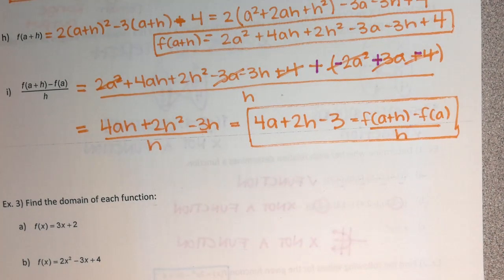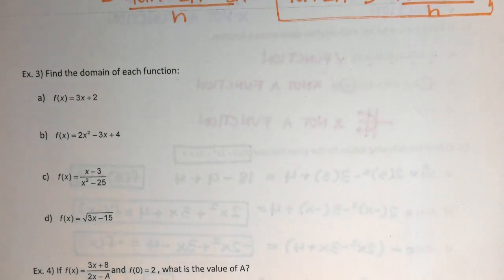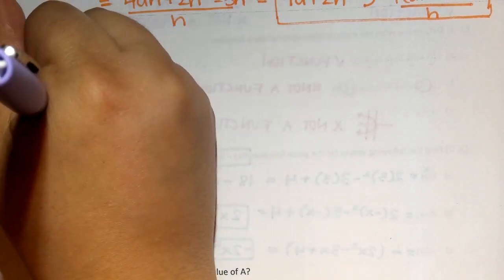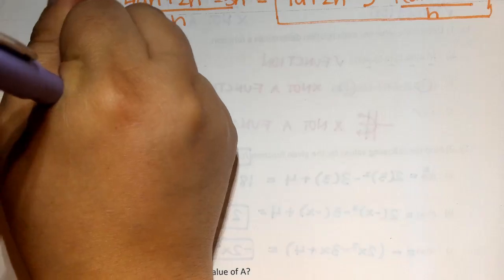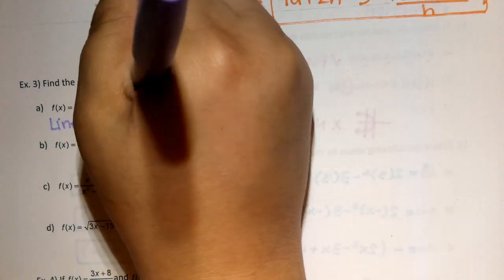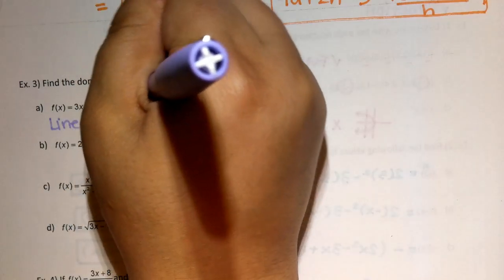Alright, now we're going to completely switch gears. We did function notation. Now we're going to talk about domain. What is domain? Your x values. So, for letter A, f of x equals 3x plus 2. When you're doing domain, think of what type of function this is. What is A? A linear function. Linear is a line. What is the domain of lines? All real numbers. And that is it.